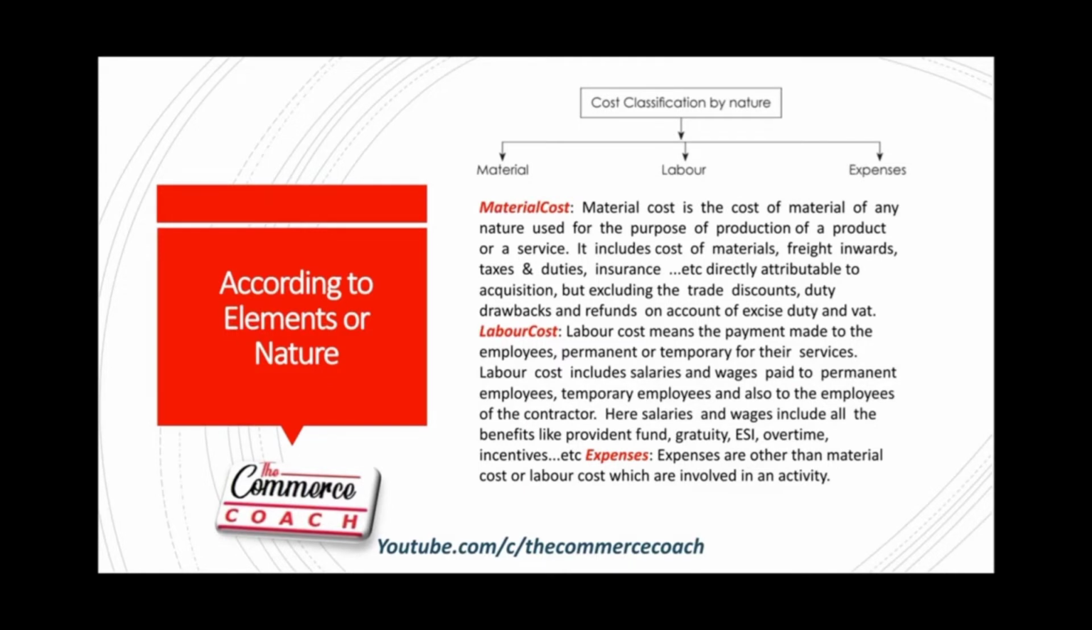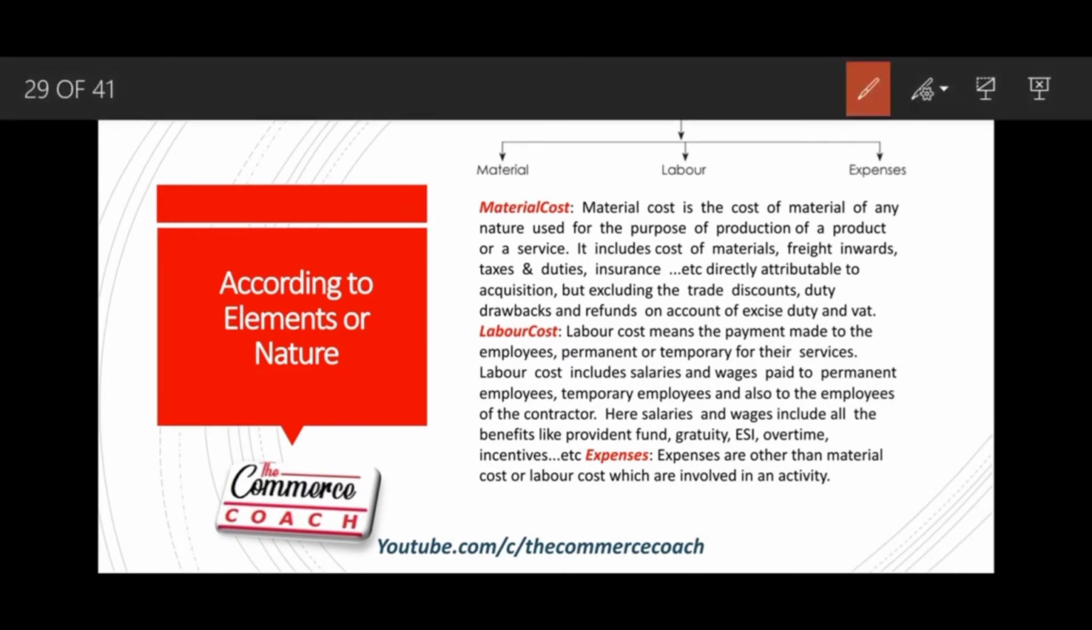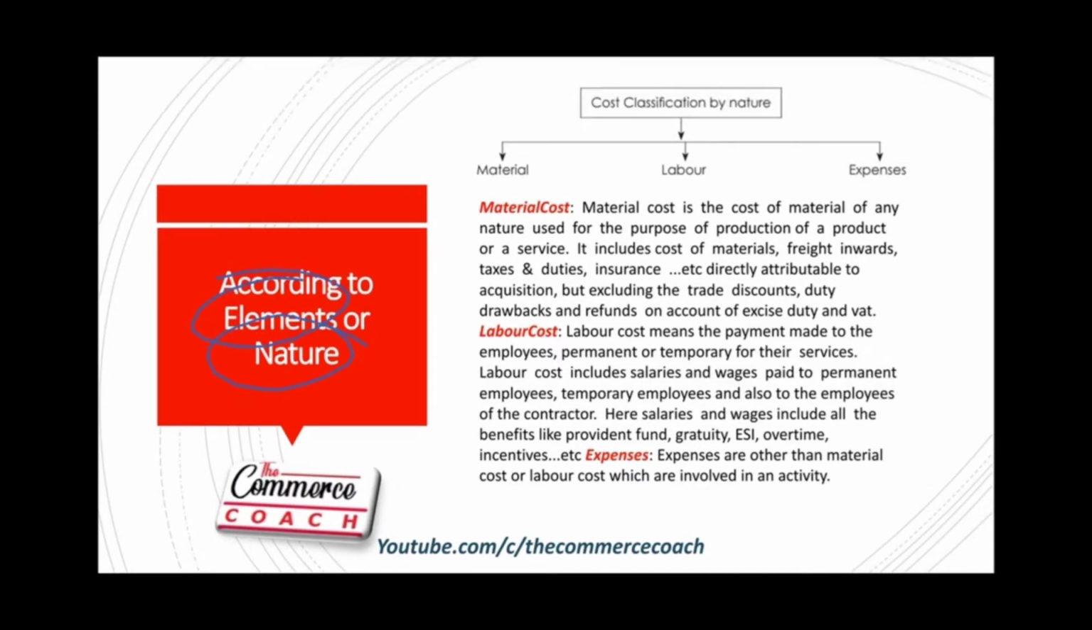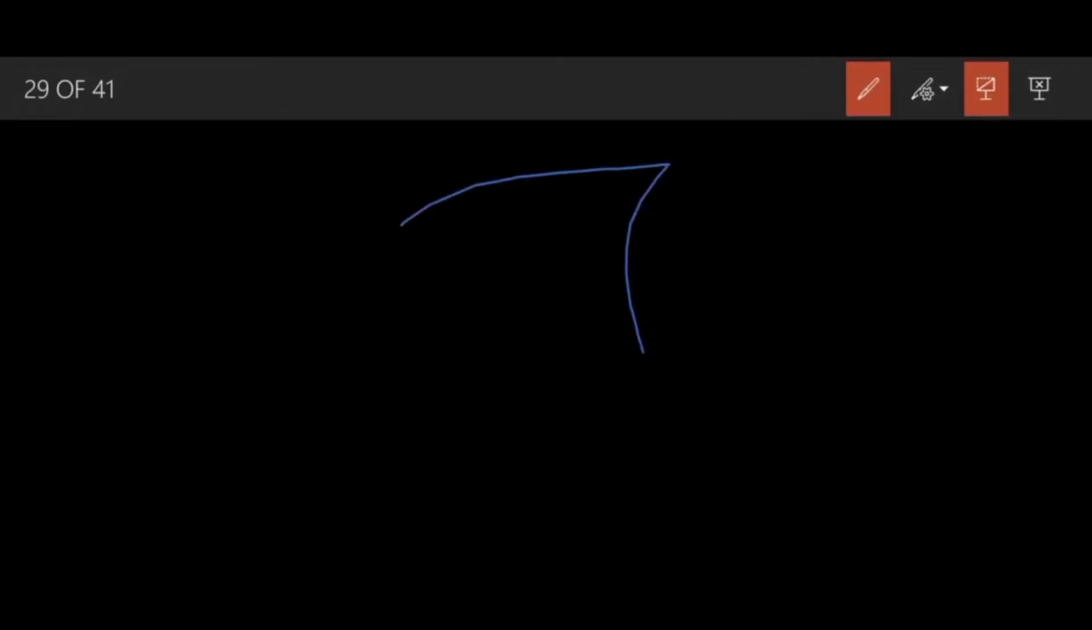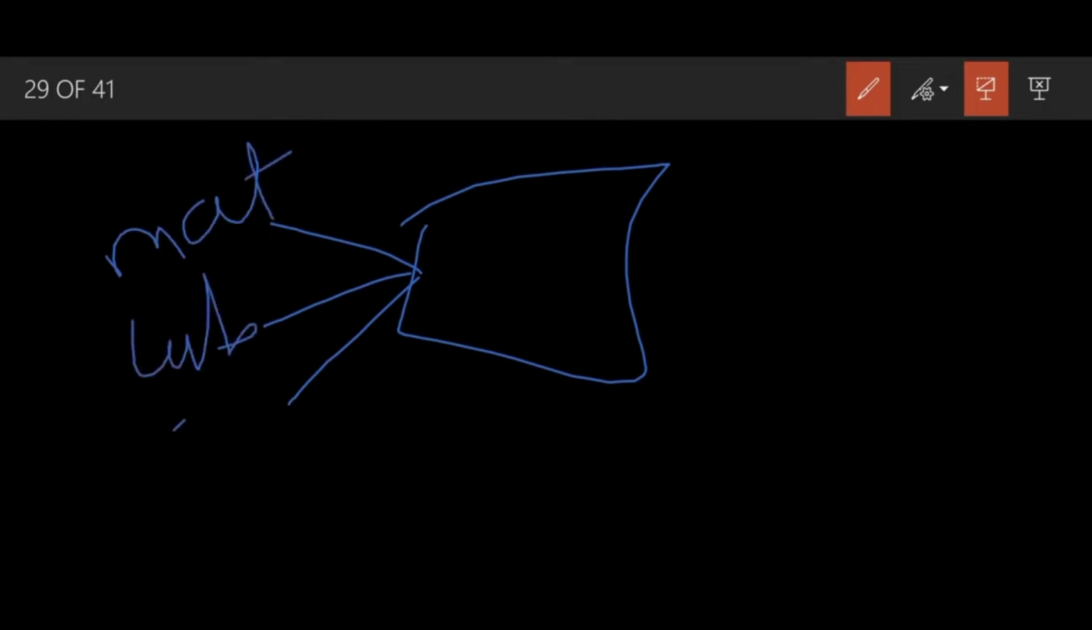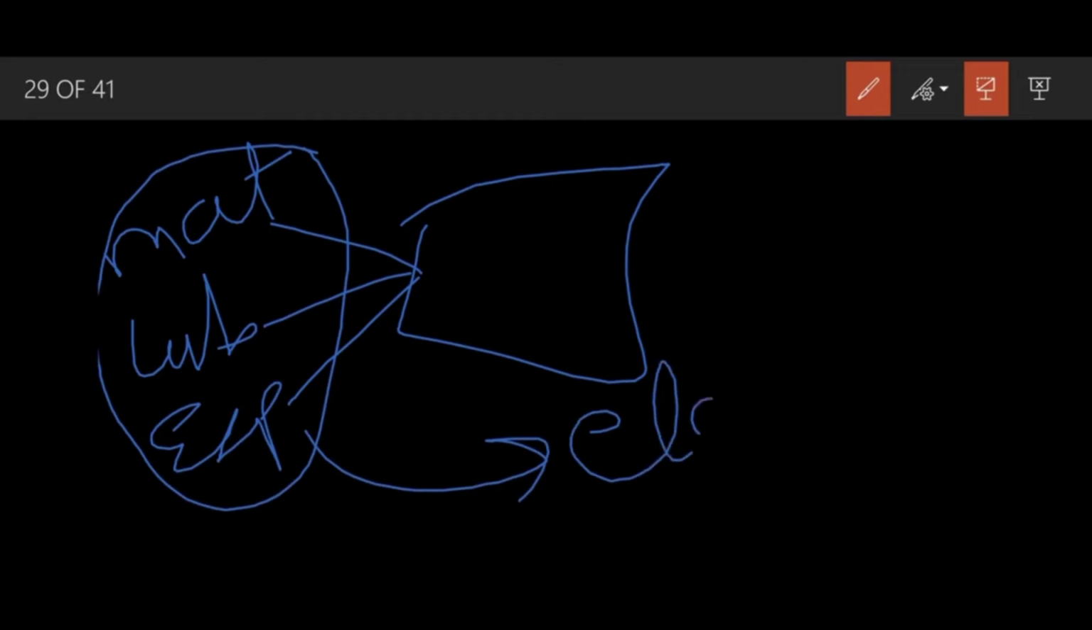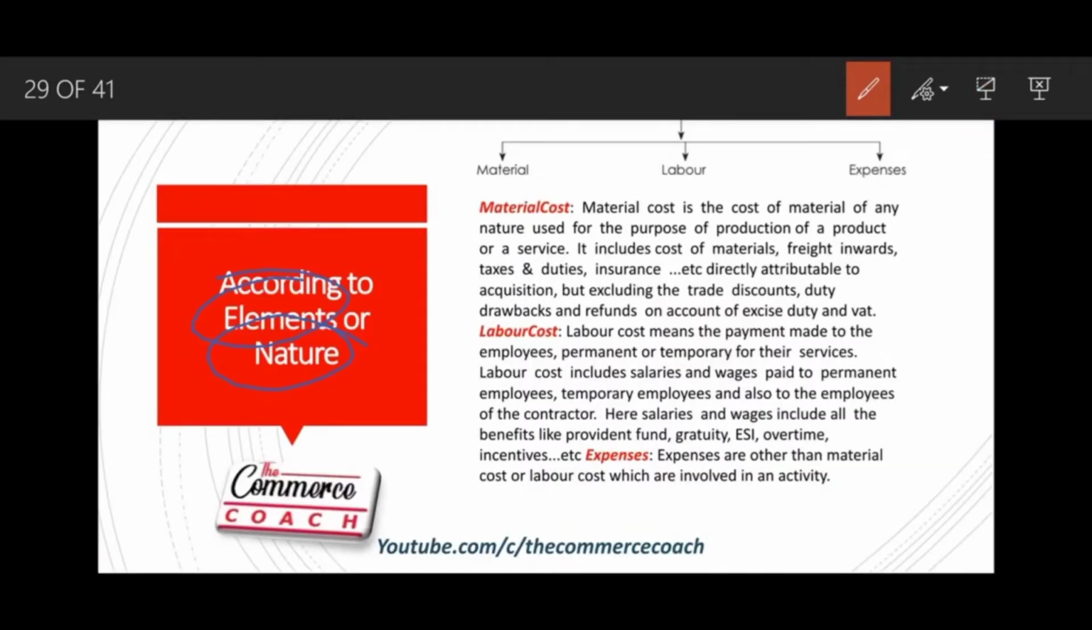See, cost classification by nature, or you can say elements. In your module you can find it as nature, but I can also call it elements. Suppose that you want to make a box. What are some of the things that will be required to make such a box? Material, labor, and some expenses. These three things are known as elements, right? Elements for this box. So in this classification we will be learning these three things.